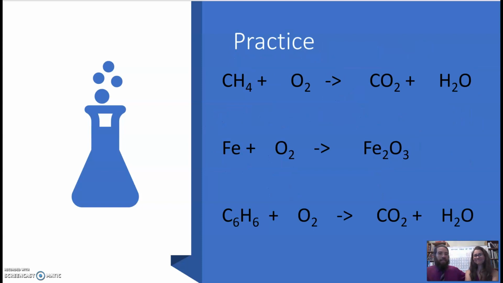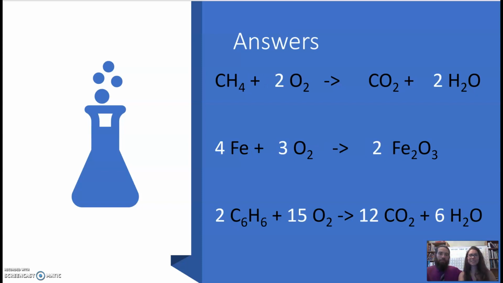This is the time where you'd want to pause the video and try to work through these on your own. They may be tricky. Look for those odd numbers. I see, with that second example, with that Fe2O3, that O3 looks like trouble to me. A little practice goes a long way with this, and you'll find some tips along the way that'll help you get through these. So keep practicing, and here are your answers. Whoa, that last one is a monster.